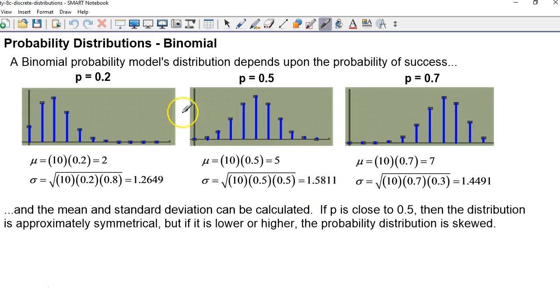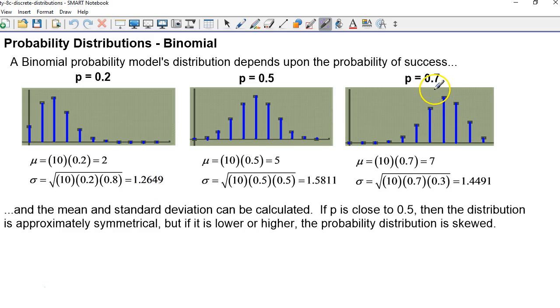If the probability is low, then the distribution will be what we call skewed right, which means that it's asymmetrical and there's a tail that's moving off to the right. The most likely value will be 2, 20% of 10. And the standard deviation we can calculate. It's a little lower than in the symmetrical case.